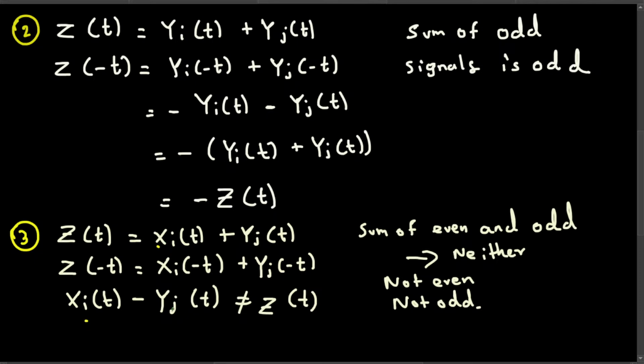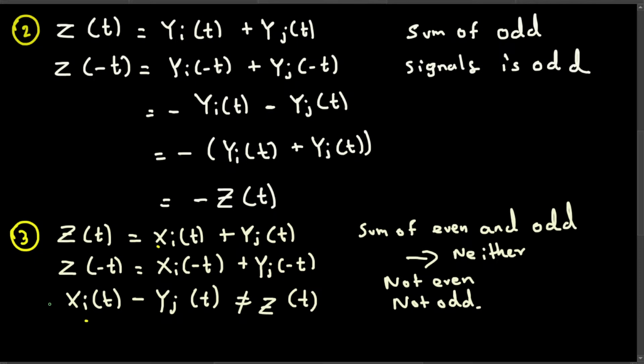Okay, and then if you substitute minus t for the odd signal, you will get minus of whatever the input you have, like a minus of this one, yj of t. So you can see this is not equivalent to z of t. Like z of t is x of t plus yj of t. So this is not equivalent to that.